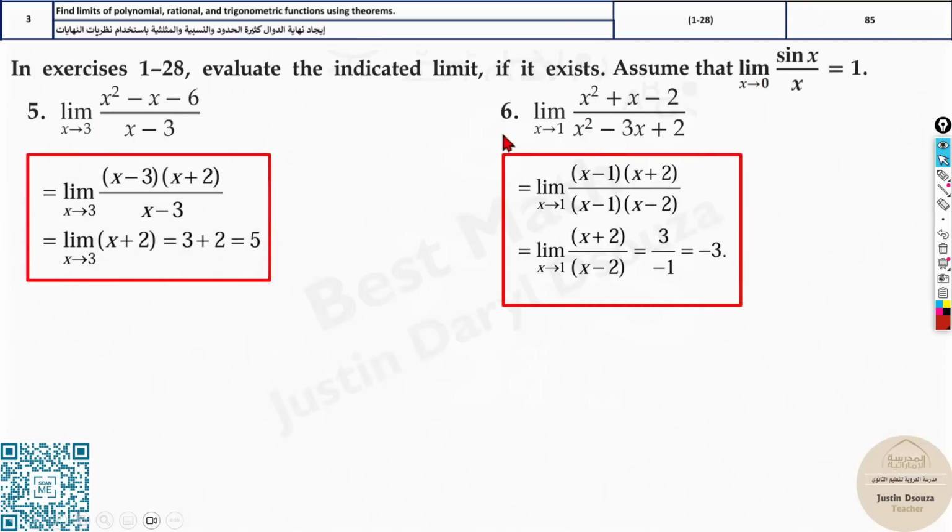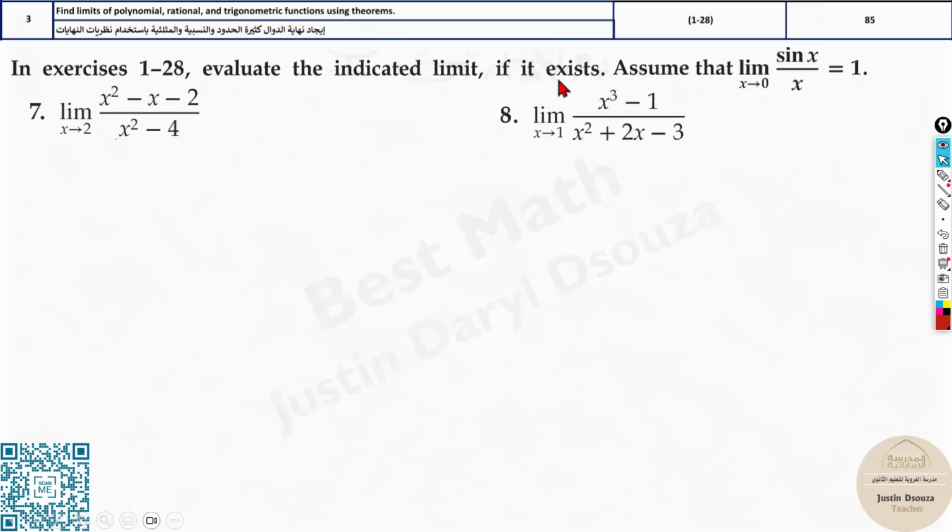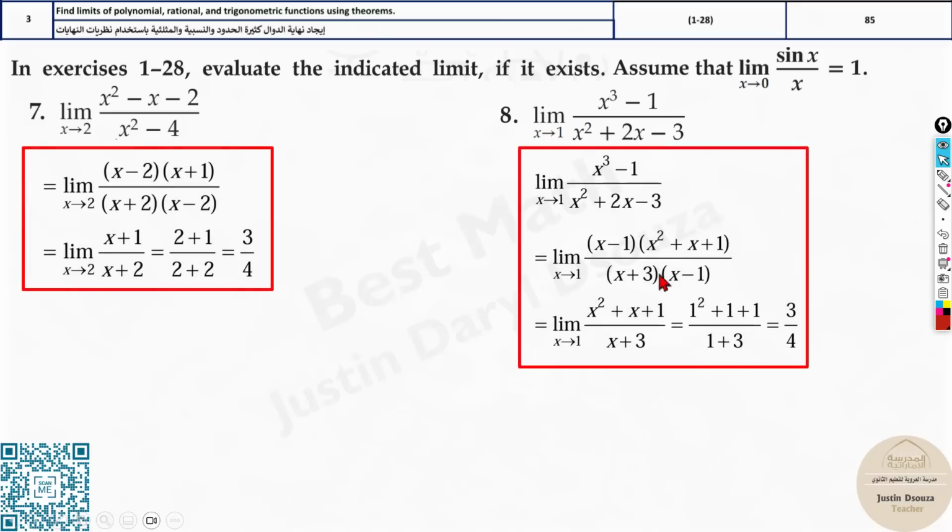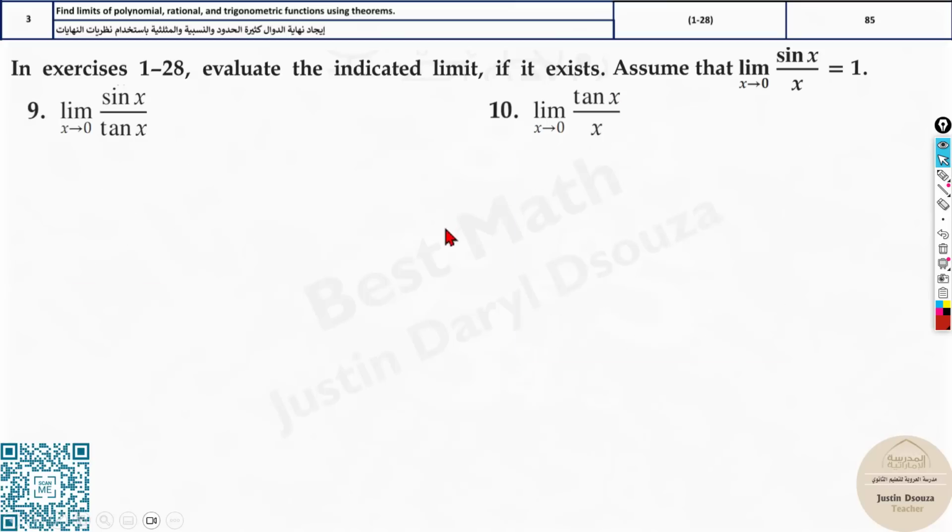So the answer over here was 5, and over here it's minus 3. Now if both the sides do not match, then no, we do not have the limit. Now this is the calculator shortcut method. You can use the same thing everywhere over here and solve it. You do not need to factor or anything. You can do the factoring, it's up to you. But the easy shortcut method is possible, right? Just stick to that. Then we do the trigonometric functions.